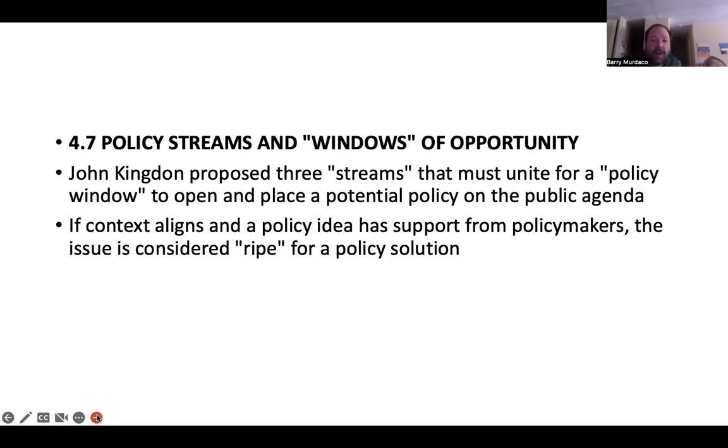Policy streams and windows of opportunity. We've already talked about this in a previous class or in the first class. John Kingdon proposed 3 streams that must unite for a policy window to open and place a potential policy on the public agenda. If context aligns and a policy idea has support from policymakers, the issue is considered ripe for a policy solution.